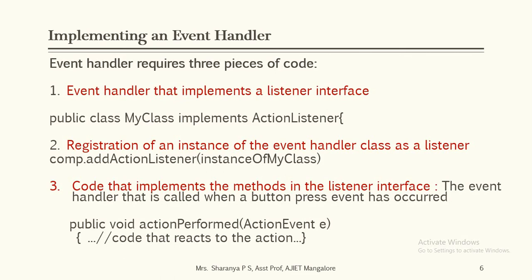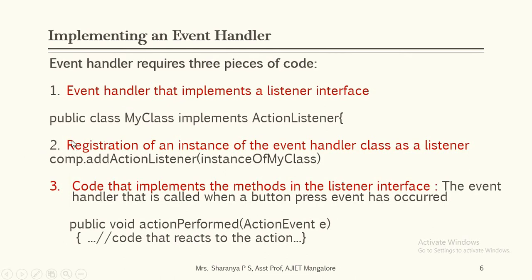In simple terms, whenever an event is generated, it needs to be handled by the corresponding event handling mechanism. The corresponding method needs to be invoked internally, and it is supposed to perform the action needed to handle that event. Implementing an event handler requires three pieces of code. First, an event handler that implements a listener interface. The action listener is an event handler here. It listens to any event occurring in any of the components and performs the action required.